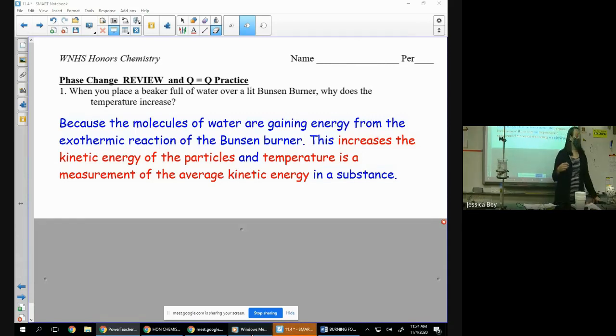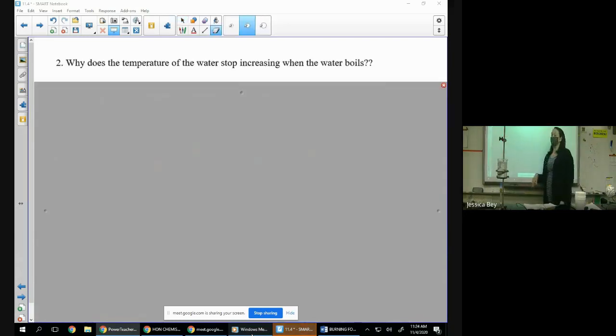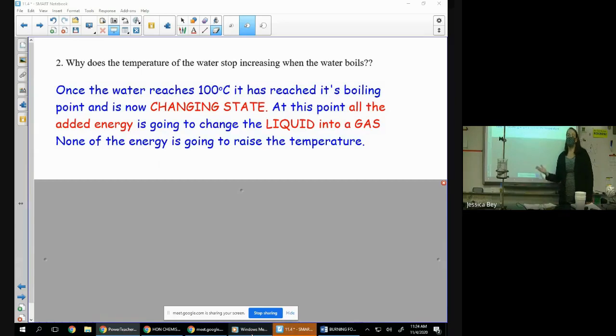Temperature is a measure of kinetic energy in a substance. So the particles move faster, everything goes faster. Correct? But right now, if I were to take the temperature like we did on Monday, the temperature stops and stays right around 100 the entire time it's boiling, because now it's changing state.